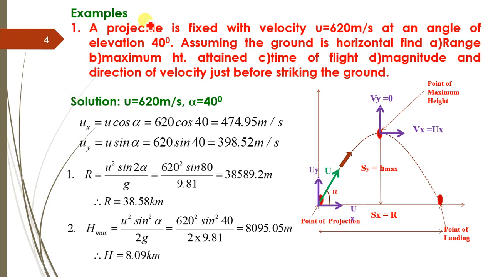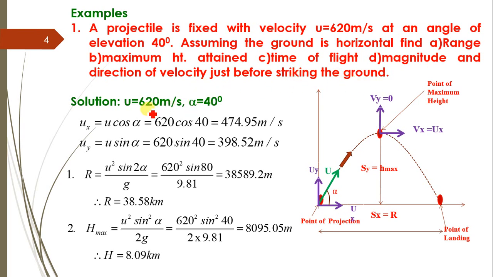Considering the first problem: a projectile is fired with a velocity u of 620 meter per second at an angle of elevation of 40 degrees. Assuming the ground is horizontal, find first the range, second the maximum height attained, third the time of flight, and fourth the magnitude and direction of the velocity just before striking the ground.